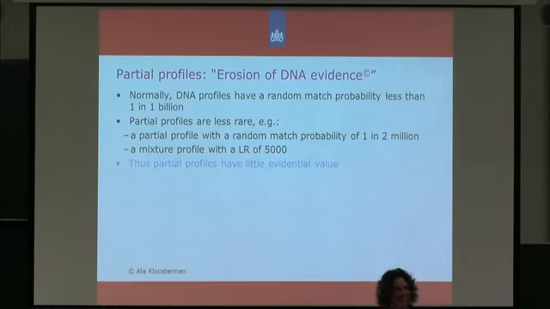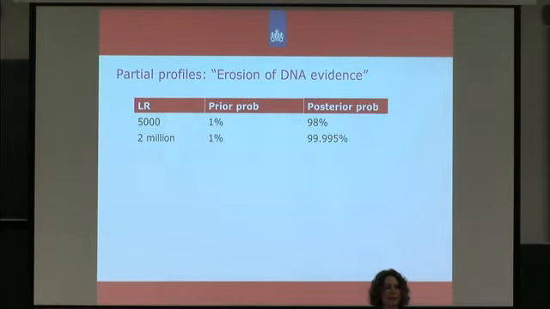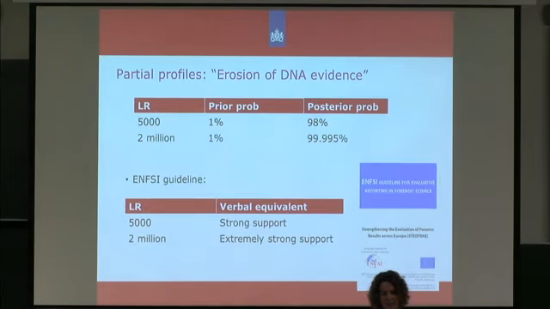So this reasoning is a myth, I think. Because if you look at the effect of these partial profiles, suppose the likelihood ratio is 5,000, what does it do to a prior probability of 1%? It raises it to 98%, and 2 million raises it to 99.995%. So it's really quite strong evidence actually.